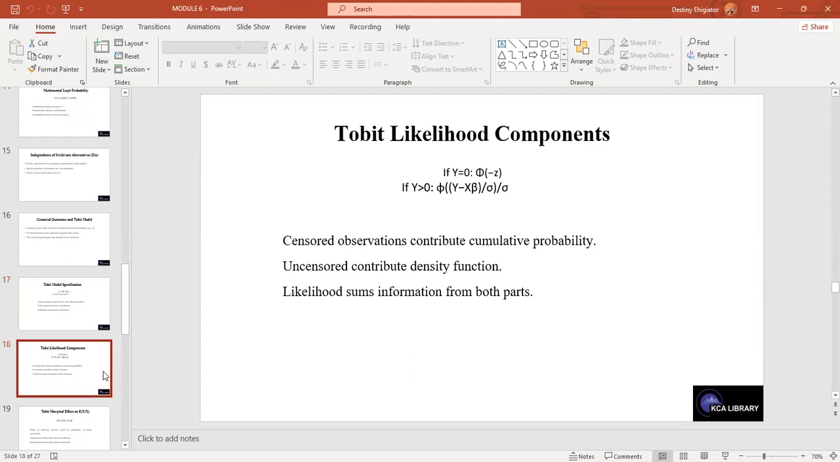Let's look at the Tobit likelihood components. This is the equation. Censored observations contribute the cumulative probability. Uncensored observations contribute the density function. The likelihood sums information from both parts.